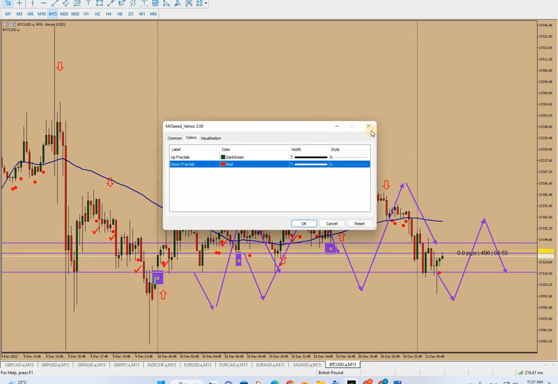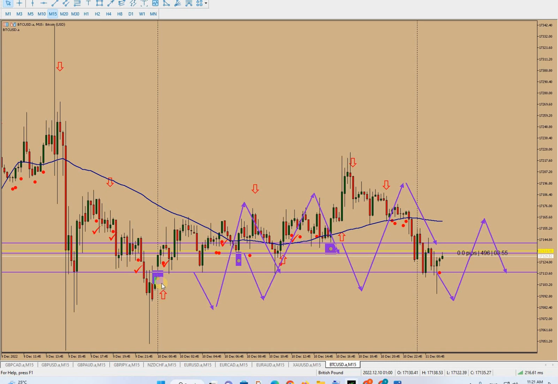As you can see, let me show you, the color is red, hidden support and resistance in the past. This is red, so we look to sell the product. In that case it is Bitcoin.